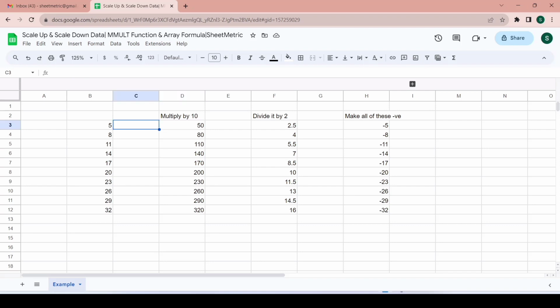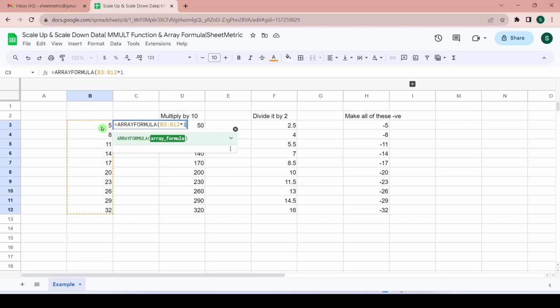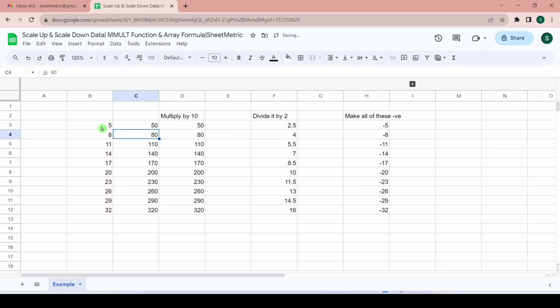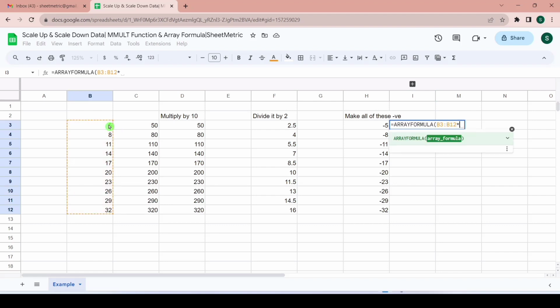We can also build it with the help of ARRAYFORMULA. So I am writing it here, ARRAYFORMULA, then selecting this range and then directly multiplying it by 10. Similarly, here you can write the same and multiply it by 0.5. I'm writing it here, ARRAYFORMULA, and then multiplying by -1.